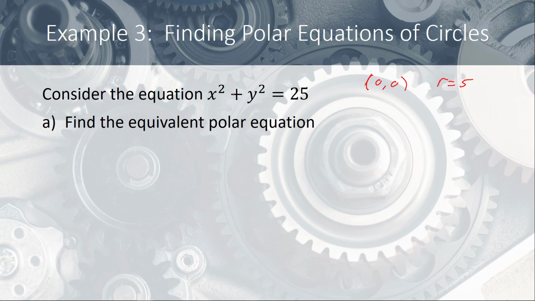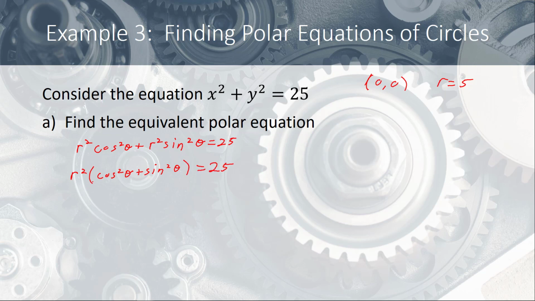But the first thing is we want to replace x with r cosine theta, so that will be r squared cosine squared theta. And then for y, we want to replace y with r sine theta, so that's going to be r squared sine squared theta, and that will be equal to 25. Of course, we have common factors of r squared that we could factor out, and that will give us r squared times the quantity cosine squared theta plus sine squared theta is equal to 25.